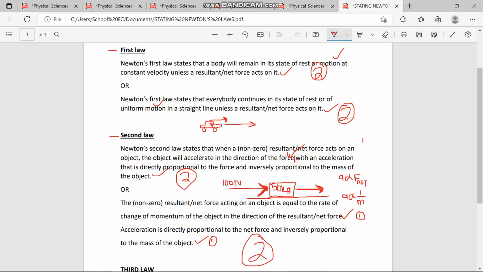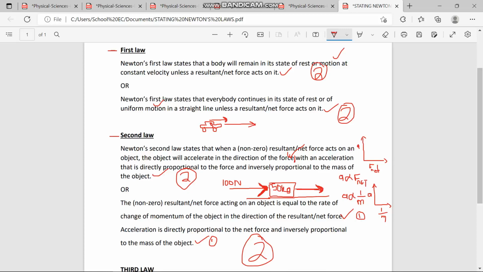So the graph will go like this. In the y-axis we will have your acceleration, in your x-axis you're going to have your net force. Also for this one, acceleration is inversely proportional to the mass of an object. In the x-axis you're going to have your mass. 1 over m is proportional to the acceleration. The acceleration is inversely proportional to the mass of an object. That's how it goes for the second law.